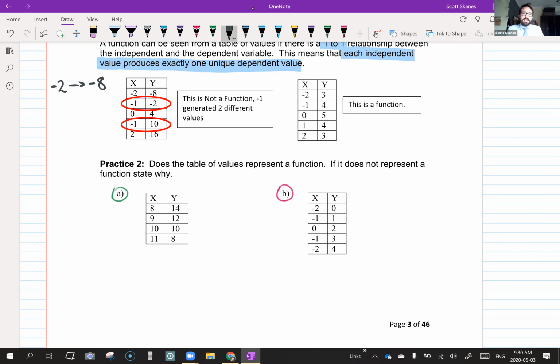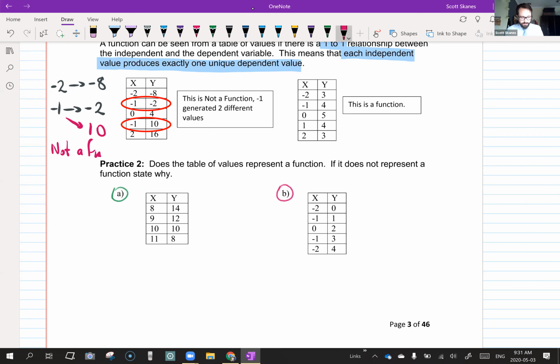Let's see, are there any other -2s in this table? -2, -1, 0, -1, -2. Again, there is another -2, and it also gives us 16. That's a problem. Oh, it's only 2. I see it. Yeah, thank you. So it's okay. -1 gives us a -2, but -1 also gives us 10. Thanks for that catch. That's a problem. It's not a function now.